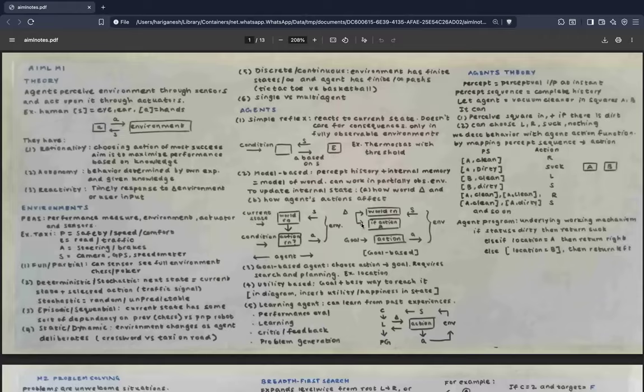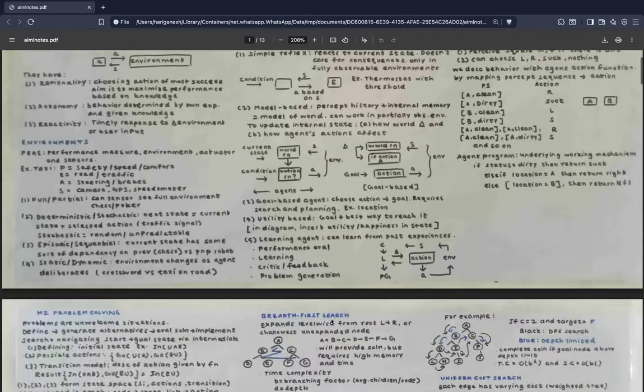The final thing is an agent program, and it's the underlying working mechanism. It's just 2 to 3 lines of code explaining how the whole thing works, like Python code at this point. If status is dirty, then return suck. Else if location is A, then return right. Else if location is B, then return left. That's pretty much it for module one.